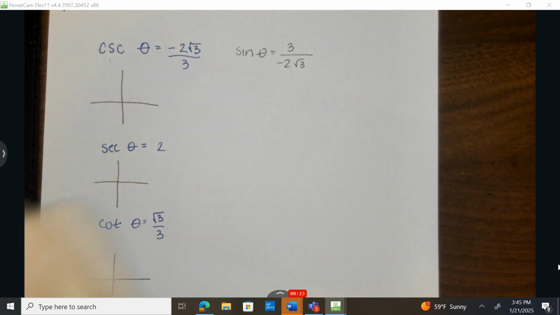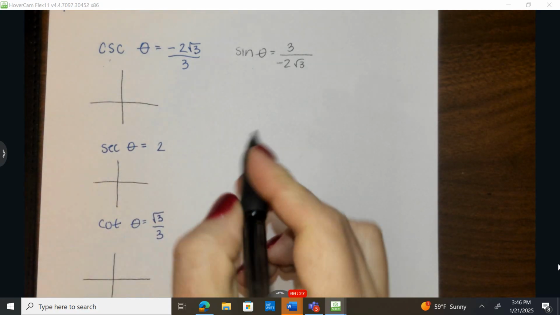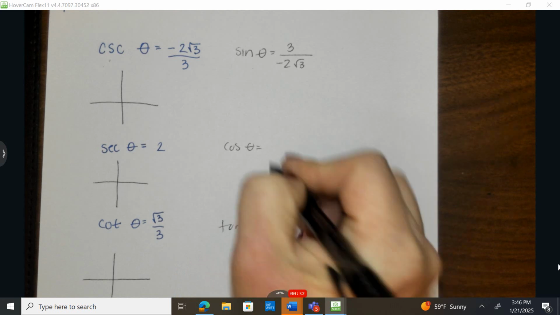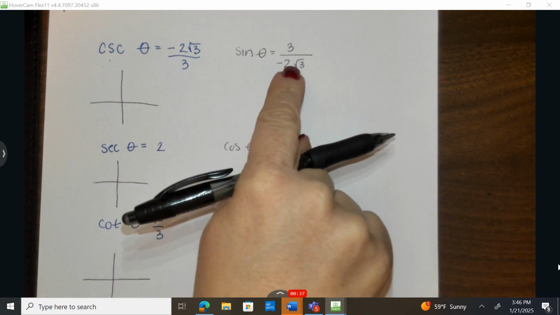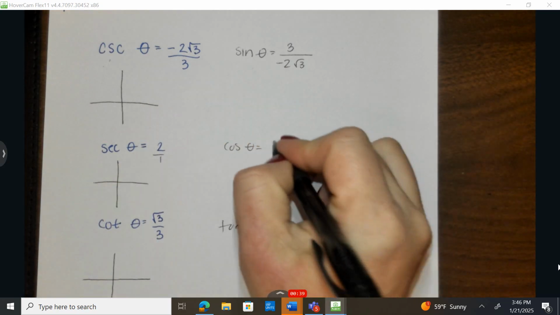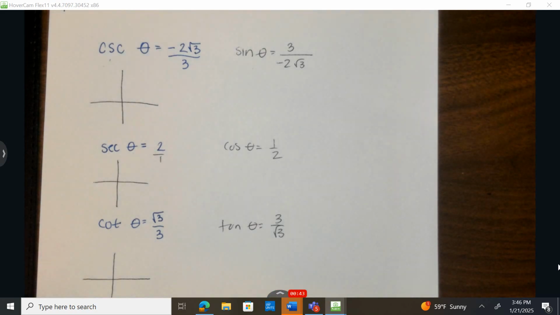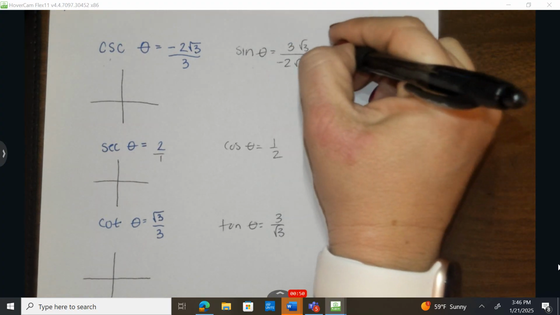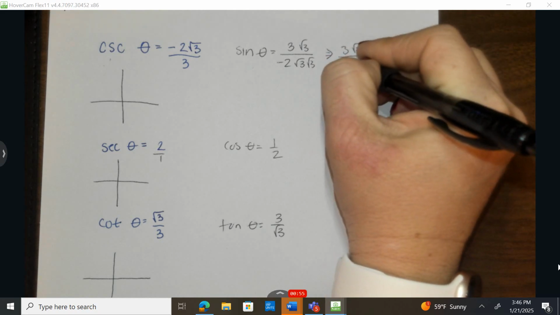Now I know that cosecant is reciprocal of sine, secant is reciprocal of cosine, and cotangent is reciprocal of tangent. So just like our previous video, I'm going to take the value and write the reciprocal of it. Okay, now I'm going to put this in proper form. So proper form, taking times the square root of 3 times the square root of 3. So I have 3 square root of 3 over negative 2 times the square root of 9.